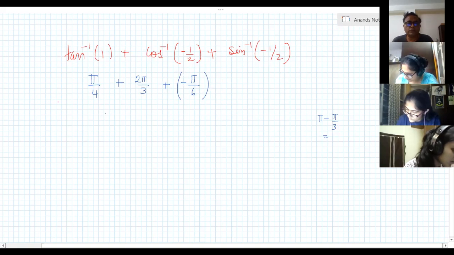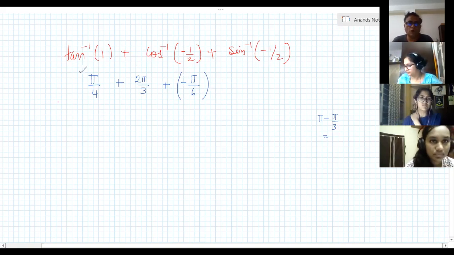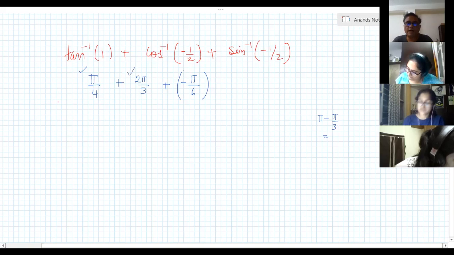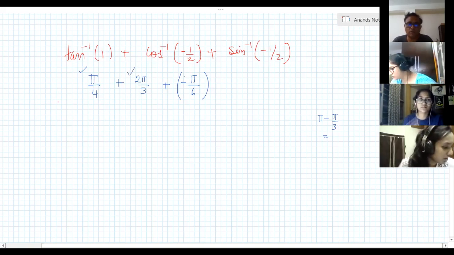Are you getting tan inverse of 1 as pi by 4, guys? Yes, sir. Cos inverse of minus half is? 2 pi by 3. And sine inverse of minus half is? Minus pi by 6.